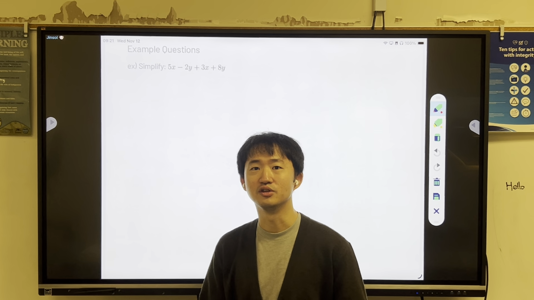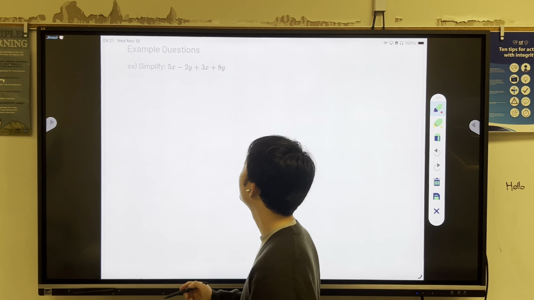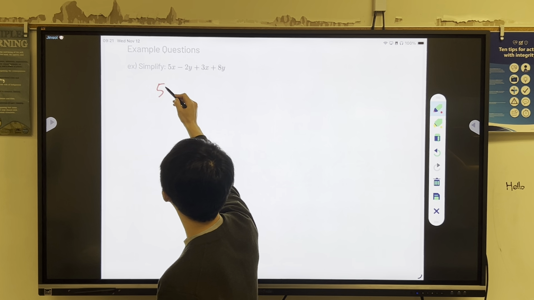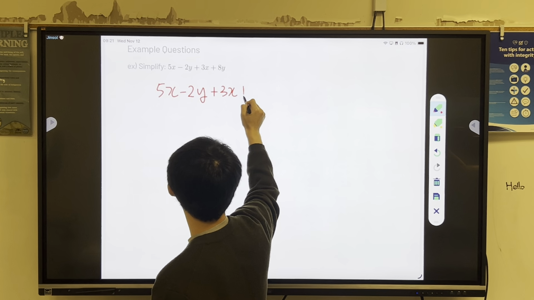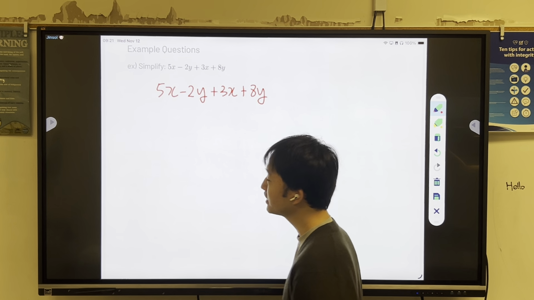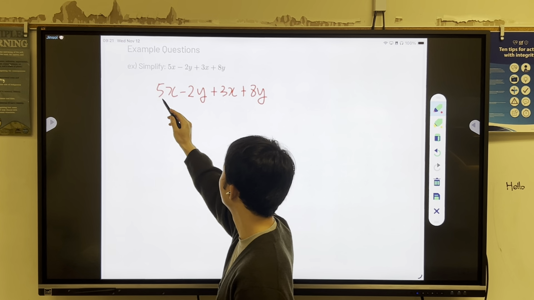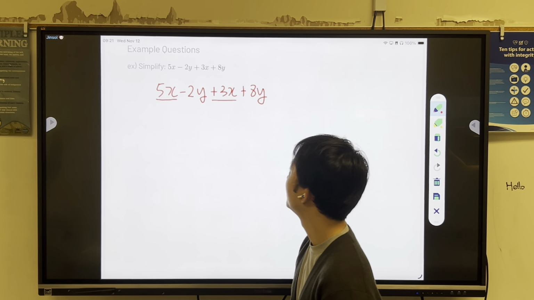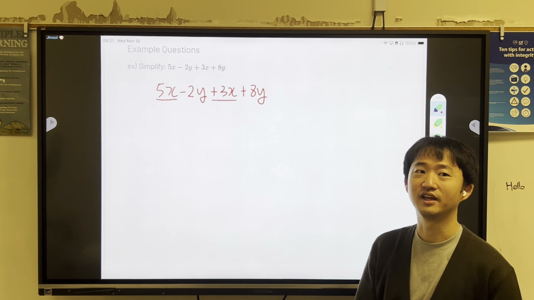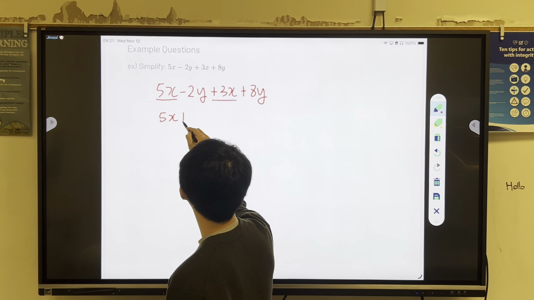So the first thing we need to do is to identify the like terms. Well, in this case, the 5x and 3x are like terms. And they're like terms because they share the same variable. So what I'm going to do with the like terms, I'm going to underline the 5x and 3x. So let's put them together first.